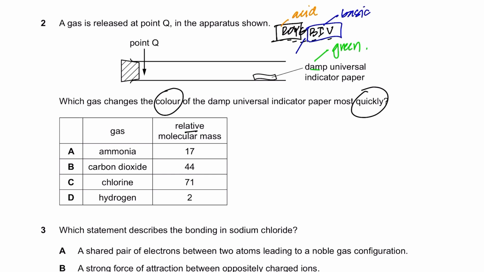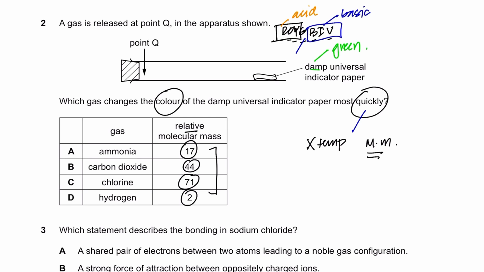Okay, so you're given gases. We know that how quickly depends on diffusion, and diffusion depends on temperature and the relative molecular mass of those gas particles. Information about temperature has not been given, so we just have to consider the relative molecular mass, which is given right here. Now the gas with the lowest relative molecular mass would diffuse the fastest, right? So lowest is hydrogen, then ammonia, then carbon dioxide, then chlorine.